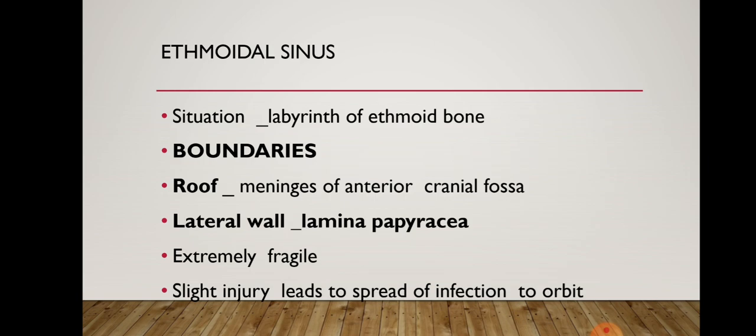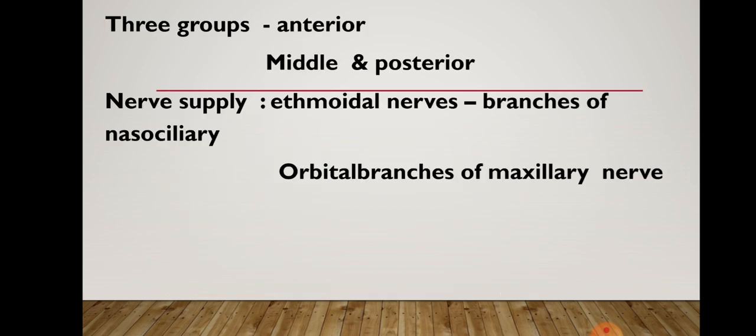So this ethmoidal sinus is composed of thin walled, small air cells situated in the labyrinth of the ethmoid bone, and the boundaries are the roof, which is formed by the meninges of the anterior cranial fossa. The lateral wall is formed by the lamina papyracea, which is extremely fragile, and even slight injury to this wall will lead to the spread of infection from this ethmoidal sinus into the orbit.